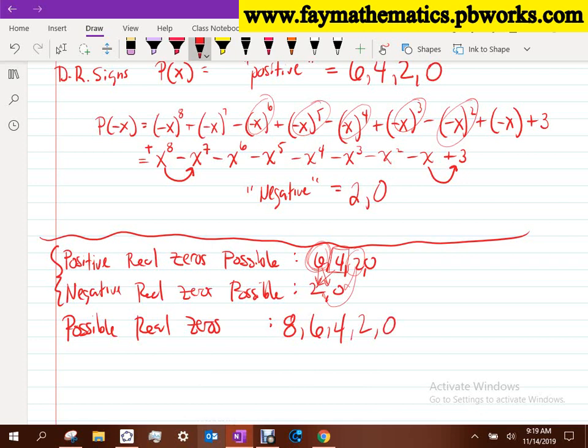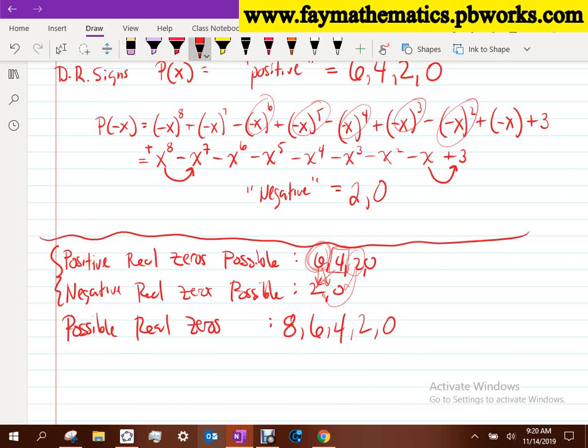Okay. Now, here's the thing. Why can't I have 7? Why can't I have 5? Why can't I have 3? Why can't I have 1 possible real zero? The reason for that is what we're going to learn in section 3.5, basically saying if you have 6 possible real zeros, then you have 2 non-real zeros. Does that make sense? Okay.